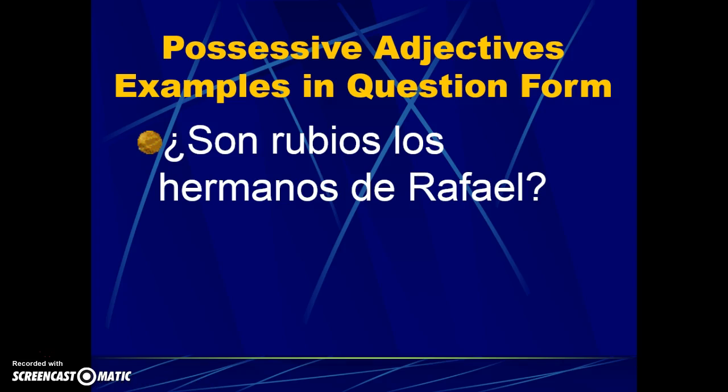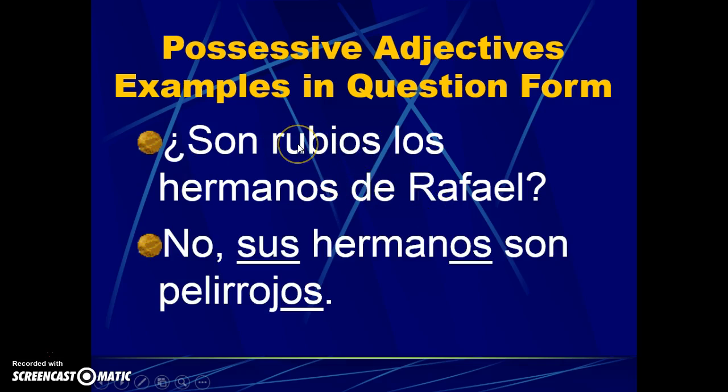Here's an example in question form. ¿Son rubios los hermanos de Rafael? Are the brothers of Rafael blondes? No. His brothers are redheads. Sus hermanos son pelirrojos.